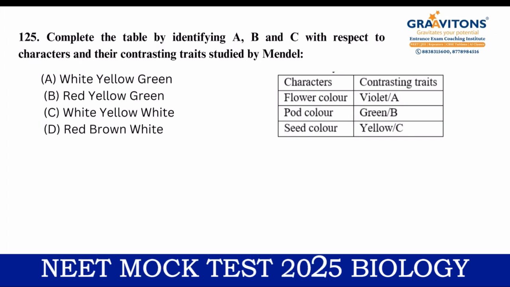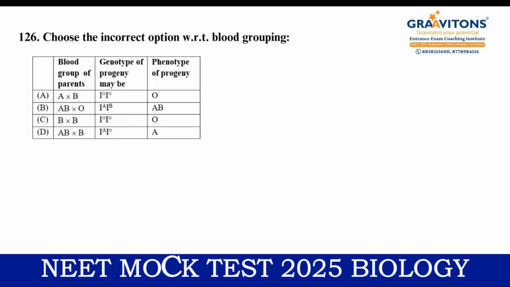The next question, complete the table identifying A, B, C with respect to characters and their contrasting traits studied by Mendel. So the contrasting traits we have to find out. So flower color violet and white. So here is white. Then pod color green and yellow. So it should be yellow, second one. Then seed color yellow and green. So option is A.